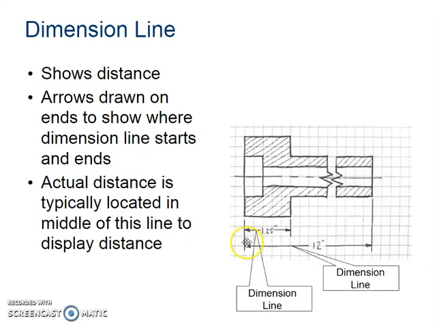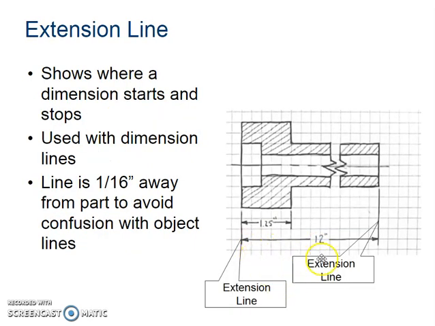There are dimension lines. Over the next couple of weeks, we're going to start dimensioning objects. Dimension lines are the lines right here with the arrows. The arrows actually touch the extension lines on the outside. We've got the dimension located in the middle, and then we've got the extension lines.